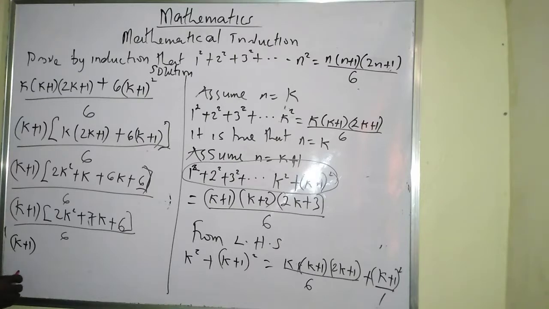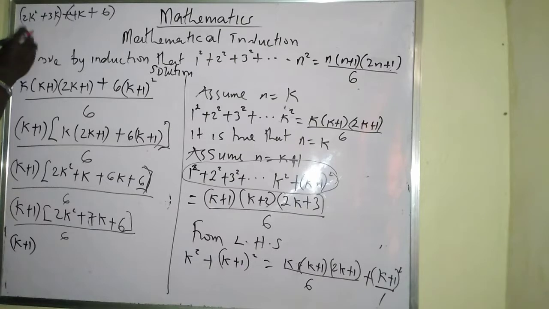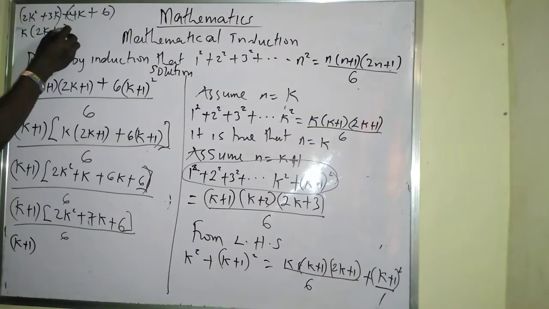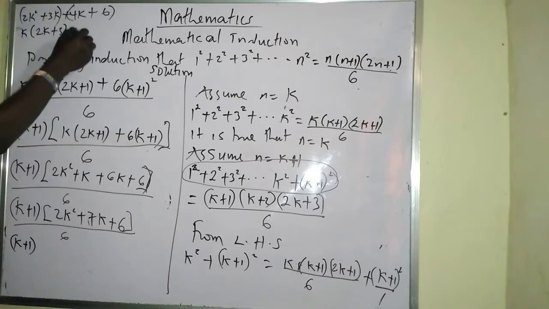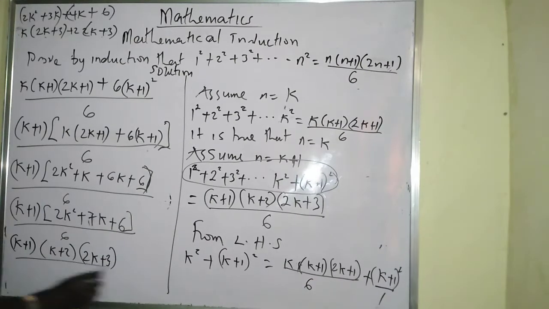It means I'll be having 3 and 4. Sorry, I want to quickly factorize. I have 2k squared plus 3k plus 4k plus 6. I want to group them into 2. What's common here? I have k common here. I have 2k plus 3. What's common here? I have plus 2. I have 2k plus 3. Now, this is common. Now, I will be having bracket of k plus 2. I'm factorizing it already. Now, this will also be 2k plus 3, all divided by 6. That's equal to that.